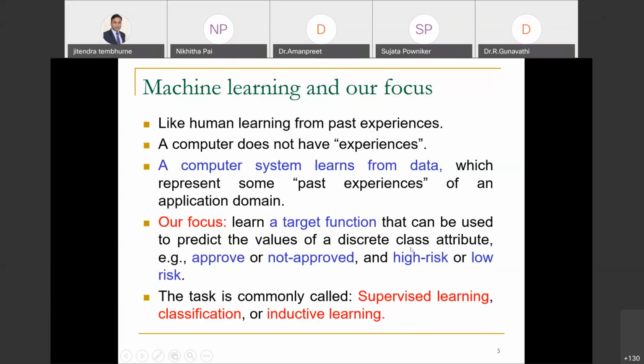Take the example of the credit card. How many classes do we have in the credit card? Only two classes: approved or not approved. So the focus in machine learning is that we have to learn a target function. The job of the target function is to predict the value, which will be in one particular class.